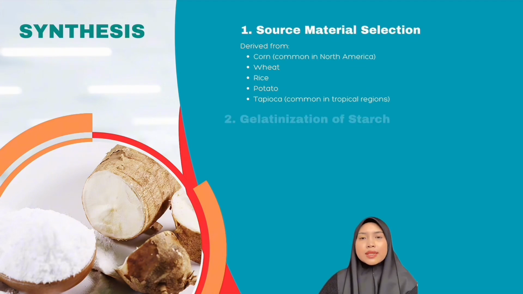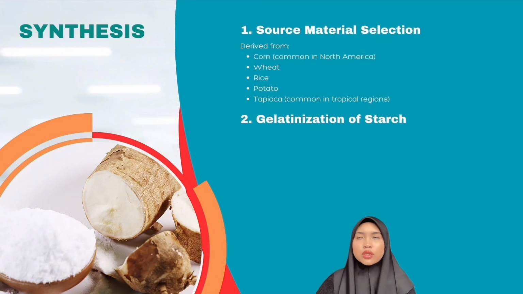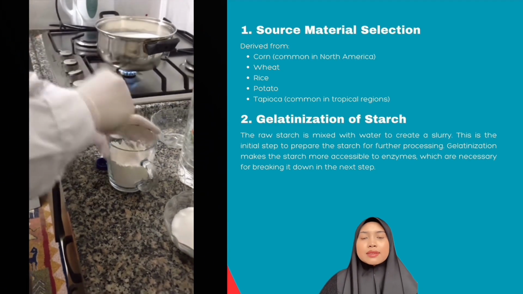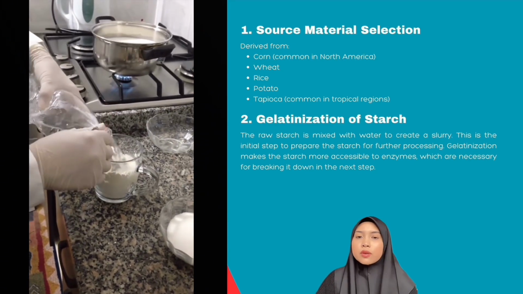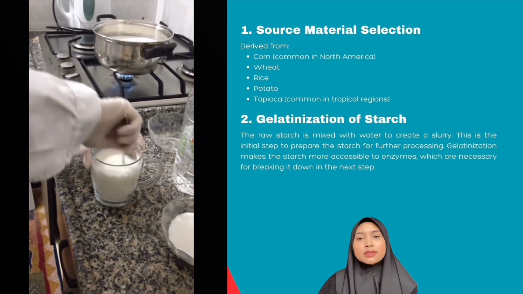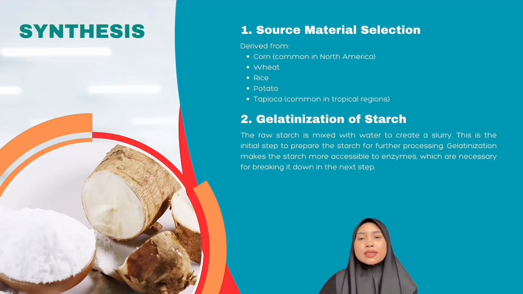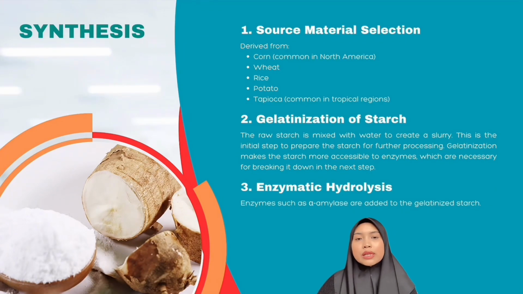So the second process is the gelatinization of starch, which is also the preparation of starch slurry. The raw starch is mixed with water to create a slurry. This is the initial step to prepare the starch for further processing. At this stage, the starch granules are insoluble and need to be broken down. So for the third process, which is the enzymatic hydrolysis, the gelatinous starch is treated with enzymes, most commonly alpha-amylase. This enzyme acts on the long chains of glucose molecules in the starch and breaks them into shorter chains.